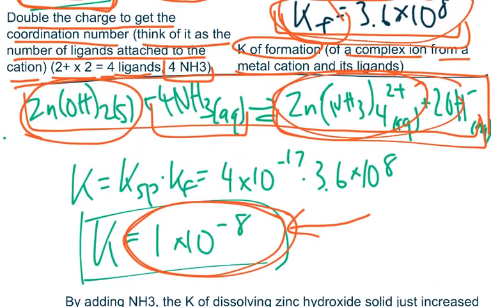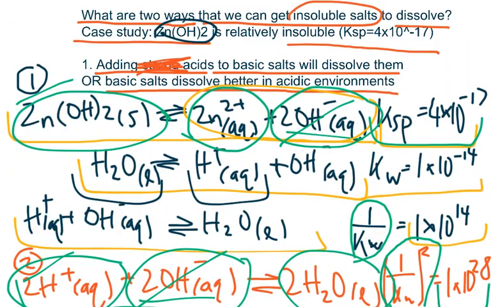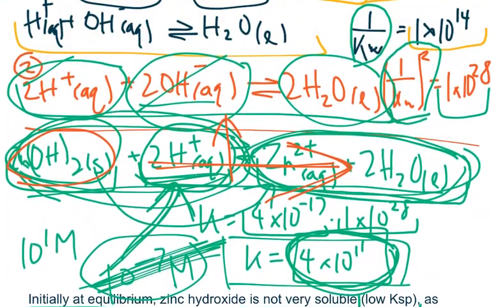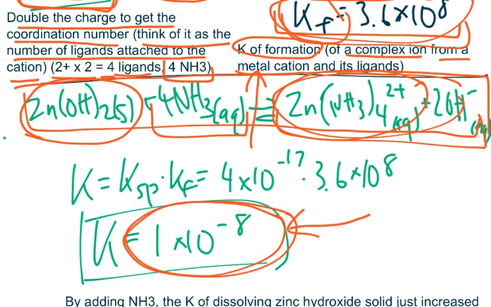Now, if you notice, the higher the concentration of ammonia, the more it will dissolve. So keep a note of that, and that also applies for the acidic situation too, where having more H+ will yield more dissolved zinc hydroxide. So just keep a note of that.